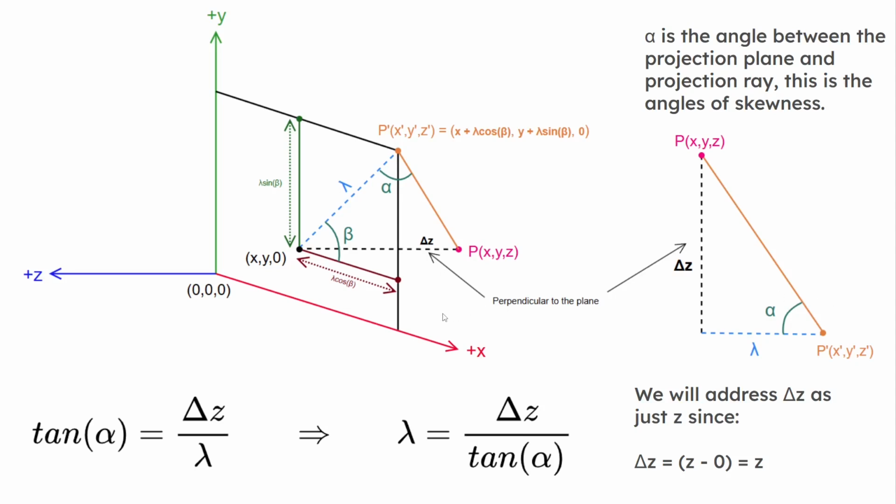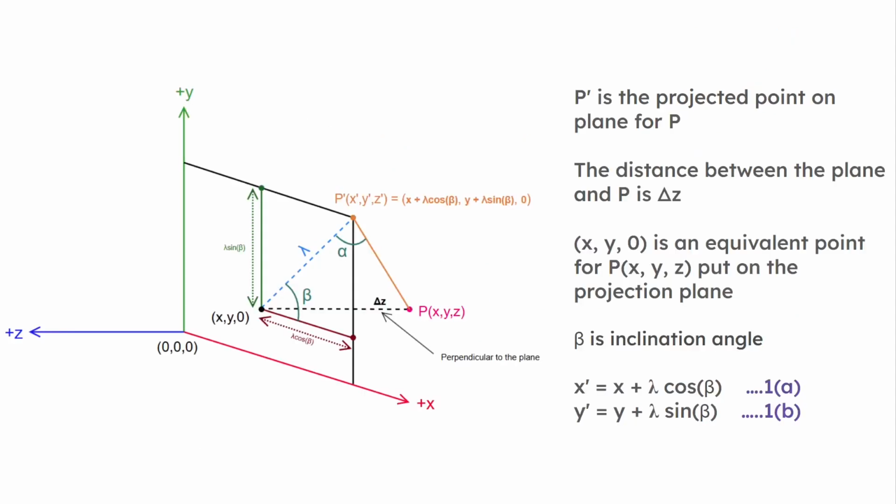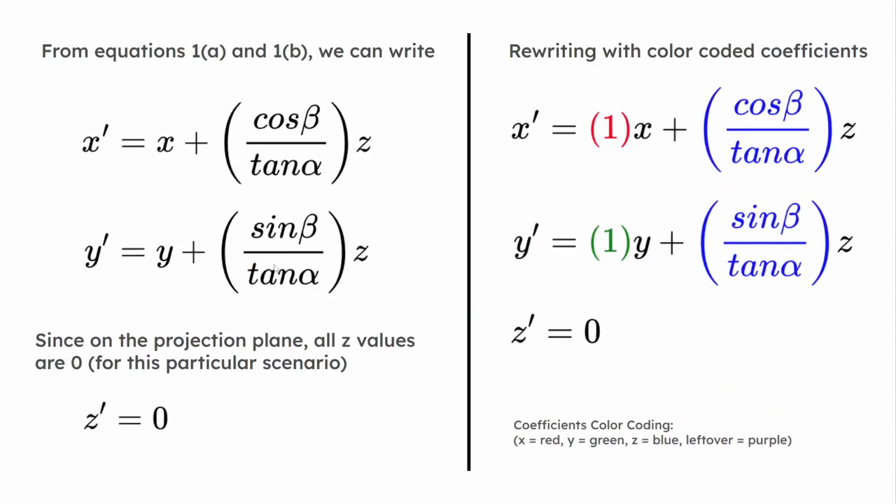Just applying simple trigonometry, we get this tan alpha ratio. As I said earlier, alpha is the angle of skewness. This actually controls how slanted that object will be projected. We just rearrange it and get a term for lambda. So lambda equals delta z by tan alpha, and we already know delta z is just z. We now substitute this equation into the formulas for x prime and y prime. If we substitute the lambda term into these two equations, we'll get these two equations. So x prime equals x plus this thing, and y prime is similar, but with the sine beta.